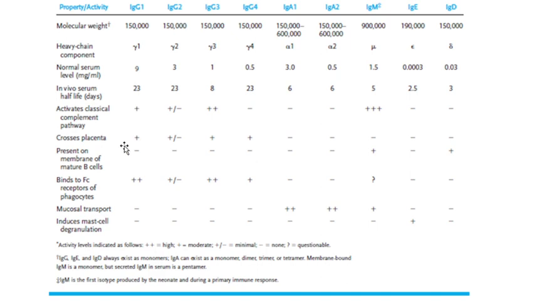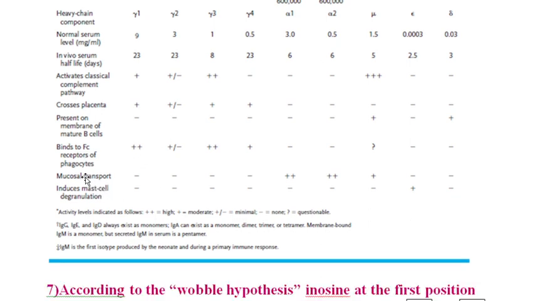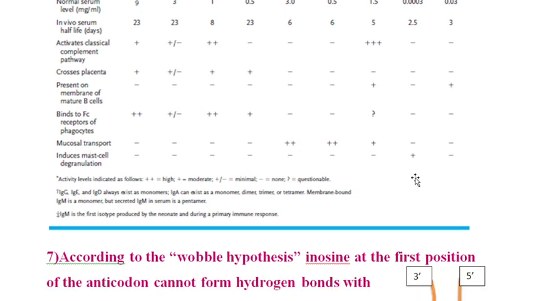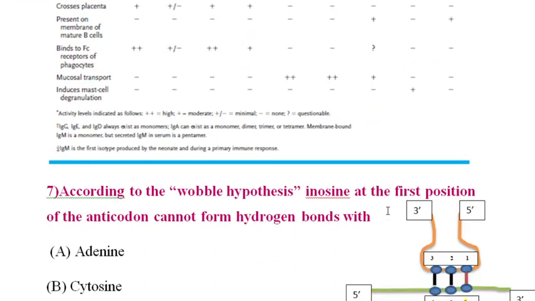Next, the antibody which has the capacity to cross the placenta is IgG alone. Next, the antibody present in the membrane of the mature B cell is IgM. Next, the antibodies which have the capacity to bind to Fc receptors on phagocytes include IgG. Next, the antibody which has the function called mucosal transport is IgA. Next, the antibody which induces mast cell degranulation is the IgE antibody.